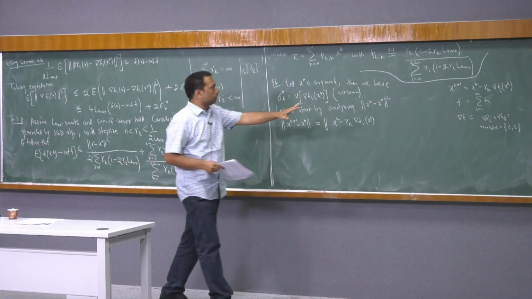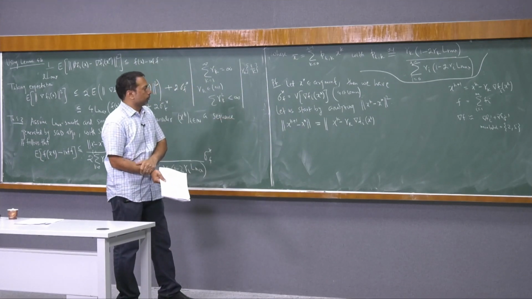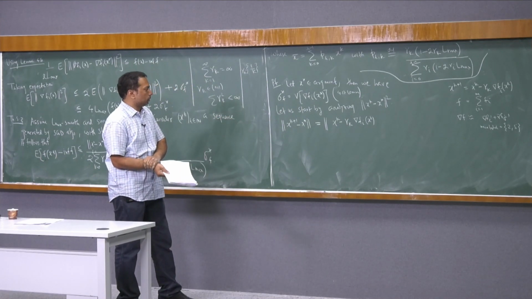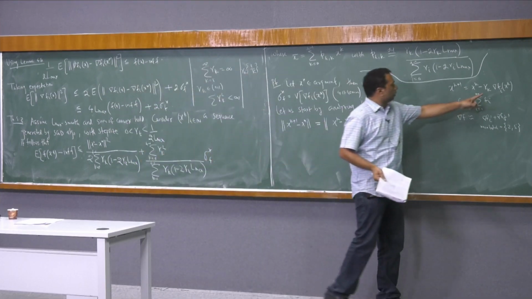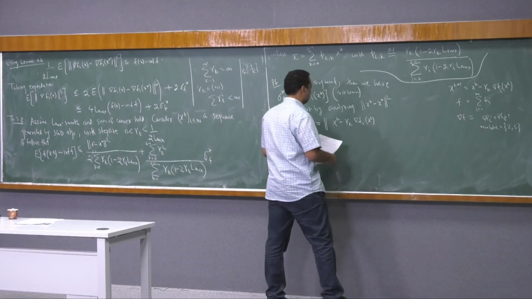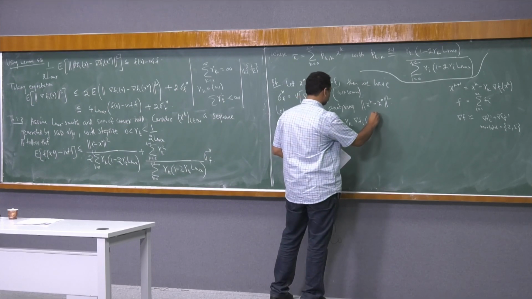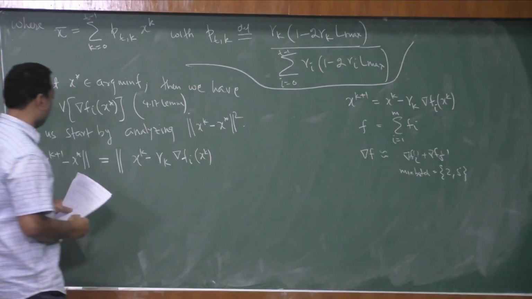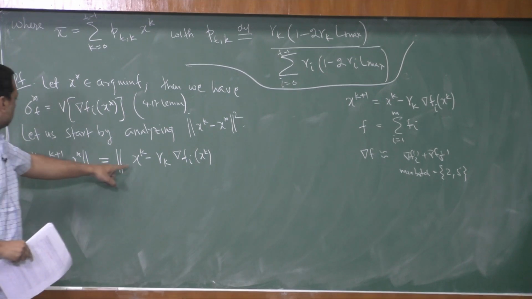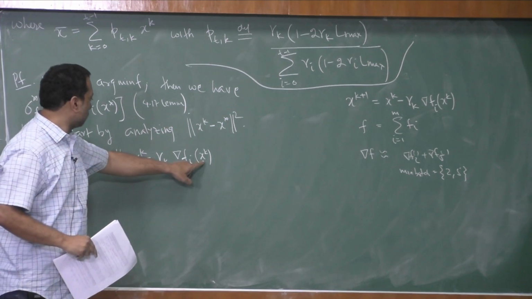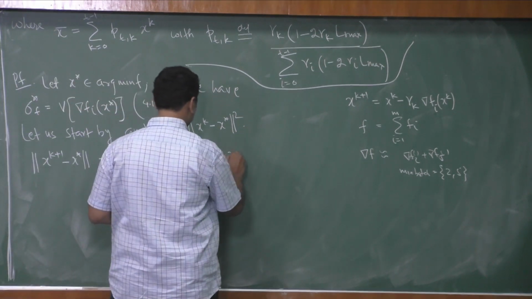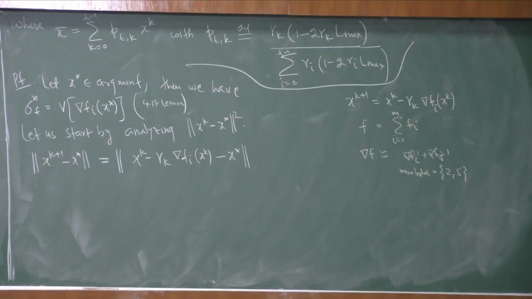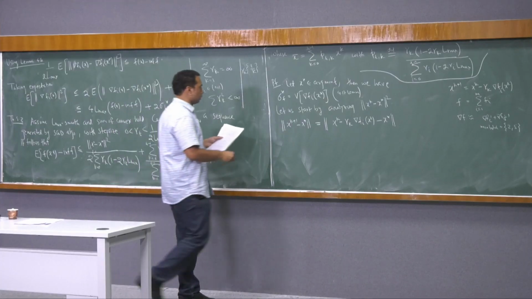Okay, we may extend this to mini-batch also. There should not be too much difficulty, but for the moment, let us say that we pick one loss and put it there. So we had x_k minus gamma_k grad f_i(x_k) minus x star, and then we are looking at the square of this.